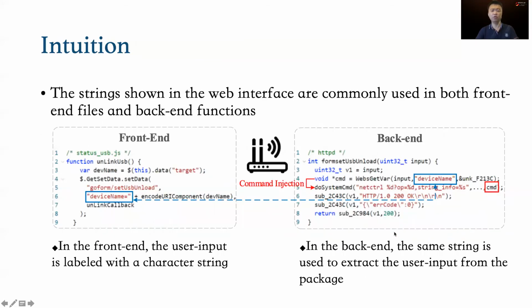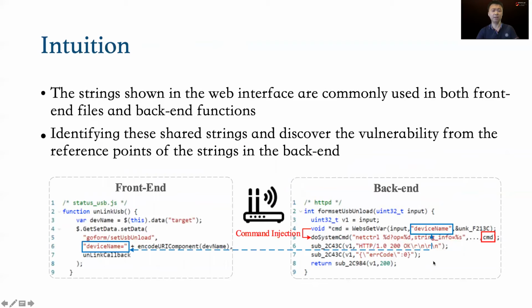At the same time, we found an interesting phenomenon: a common string named deviceName repeatedly appears in the front end and back end. As shown in this figure, a blue dashed line connects this common string. So our intuition is that the strings shown in the web interface are commonly used in both front end files and back end functions, like this string deviceName shown in this example. In the front end, the user input is labeled with a character string. In the backend, the same string is used to retrieve the user input from the packet.